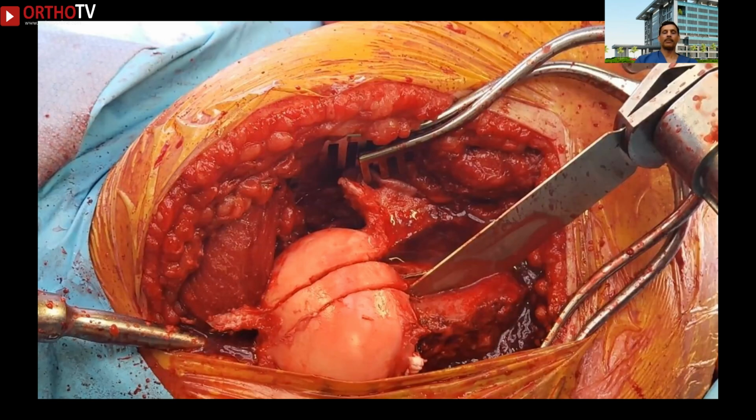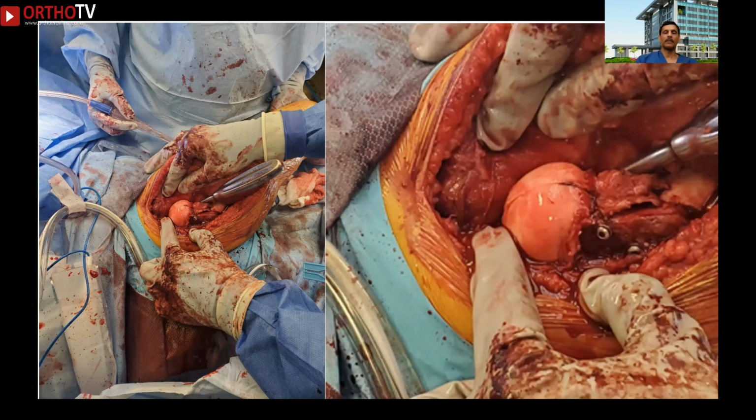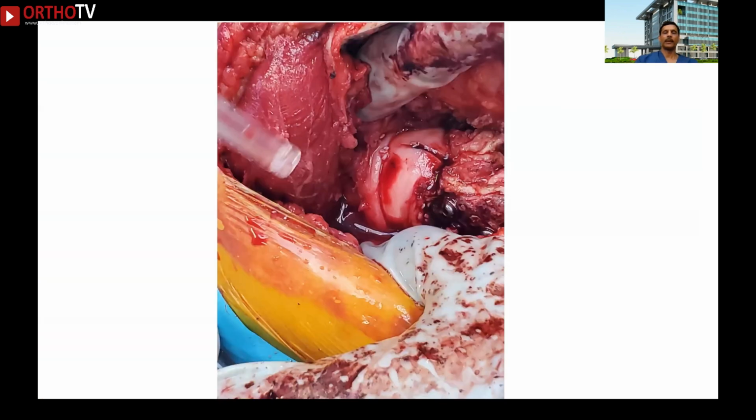How do you do that? Remove a central segment of the head. Remove that segment. Put the two halves back together. Fix them. And reduce into the acetabulum. Here's the bleeding showing that the hip is viable.